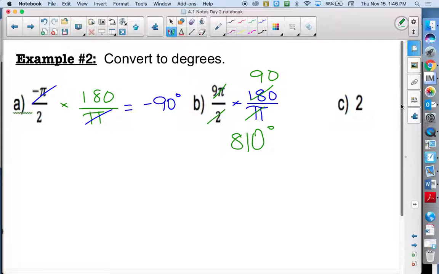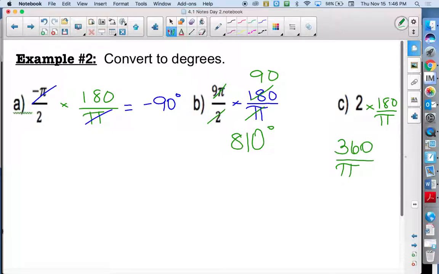So if we want to convert it to degrees, what would you do? What did you do with the other two problems? Brandon? Yeah, you're still going to multiply it by 180 over pi. Except we're not going to get a nice answer because we have a pi still in the problem. So if we take 2 times 180, we get 360 divided by pi.